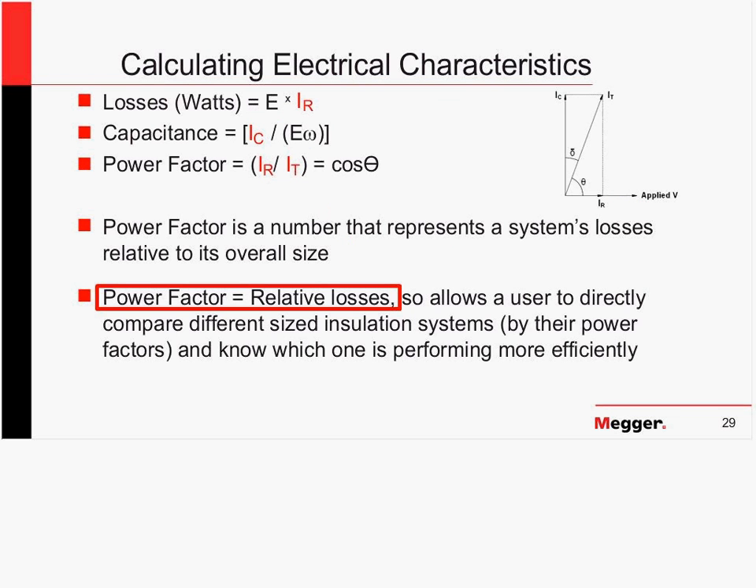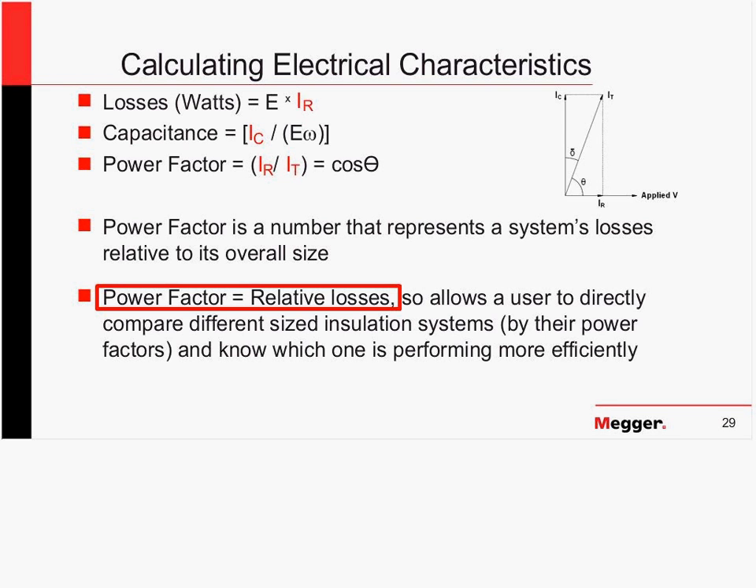Once I have measured via my test instrument that total current, the test instrument takes care of resolving it into a real and reactive component. So I don't have to do it. The test instrument reports back, this is the resistive current, here's the capacitive current. And once those values are known, and you can see them in these equations in red, that makes possible the calculation of losses, dielectric losses, of your capacitance and your power factor.